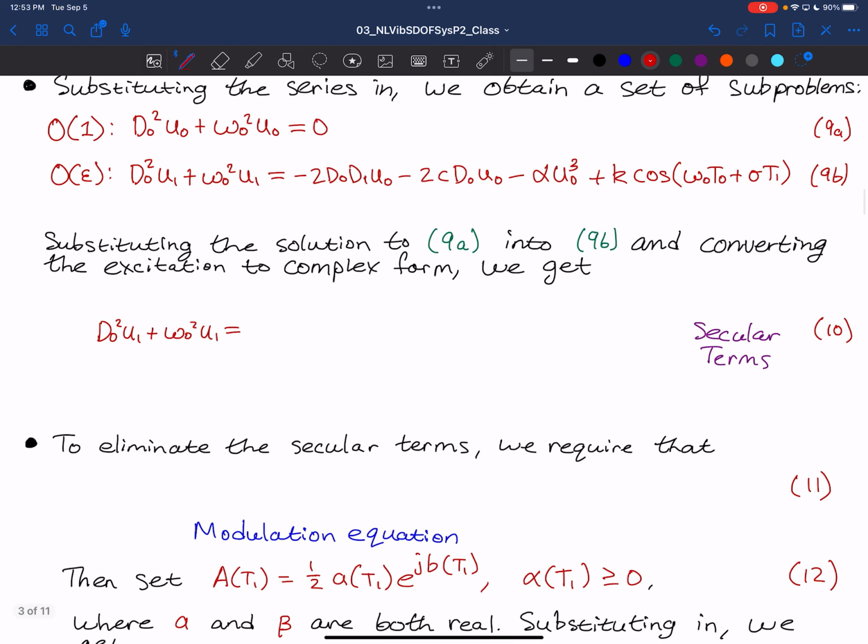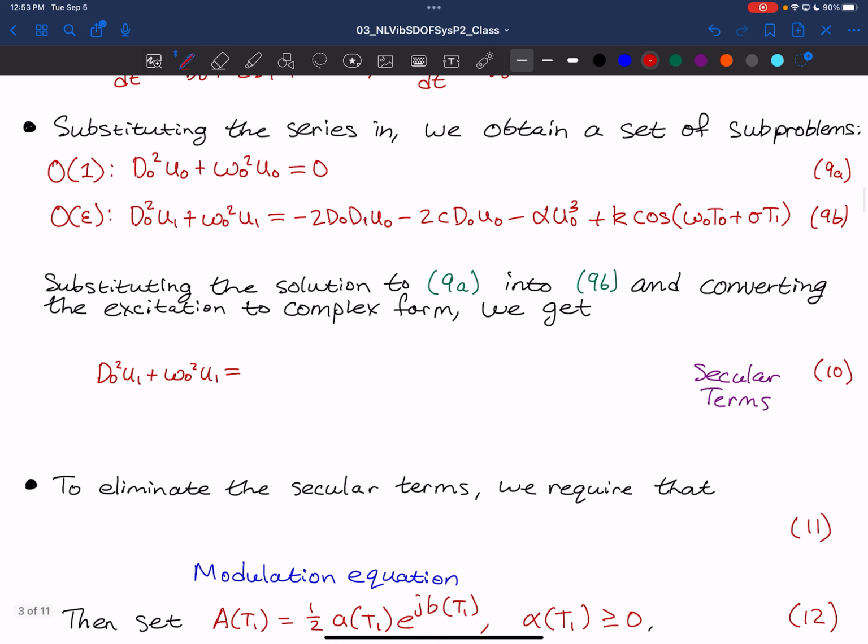We're going to end up plugging in, well, first let's solve the U0 equation. In this case, U0 of T0, T1 will be equal to the amplitude A of T1 times e to the j omega 0 T0, plus the complex conjugate as well. We're going to substitute that solution for U0 in, and then collect similar terms. I'm going to skip all of that algebra here.